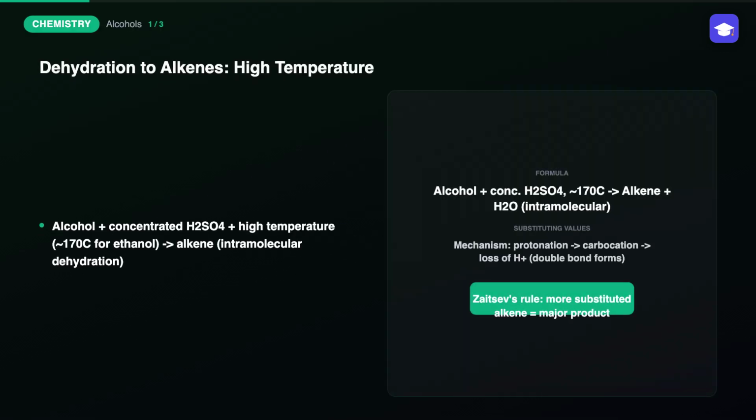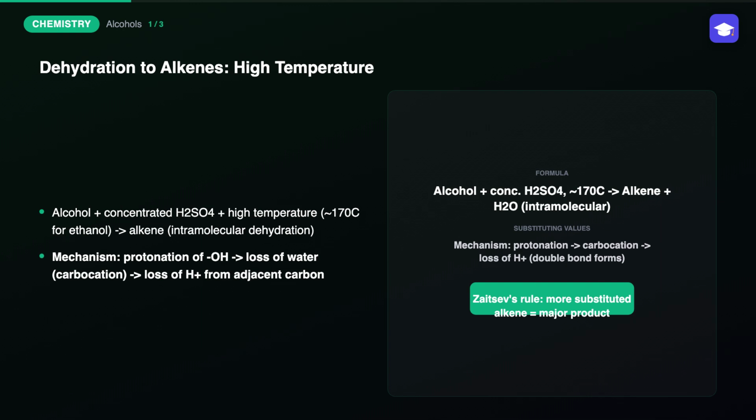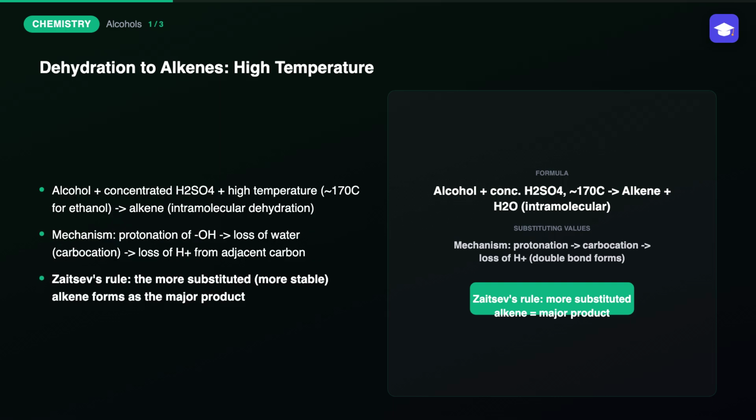Let's begin. When an alcohol is heated with concentrated sulfuric acid at genuinely high temperature, around 170 degrees Celsius for ethanol specifically, it undergoes intramolecular dehydration, losing a water molecule from within that single alcohol molecule itself to form an alkene. The mechanism proceeds through protonation of the hydroxyl oxygen by the acid, followed by loss of water to form a carbocation intermediate, and finally loss of a proton from an adjacent carbon to form the carbon-carbon double bond.